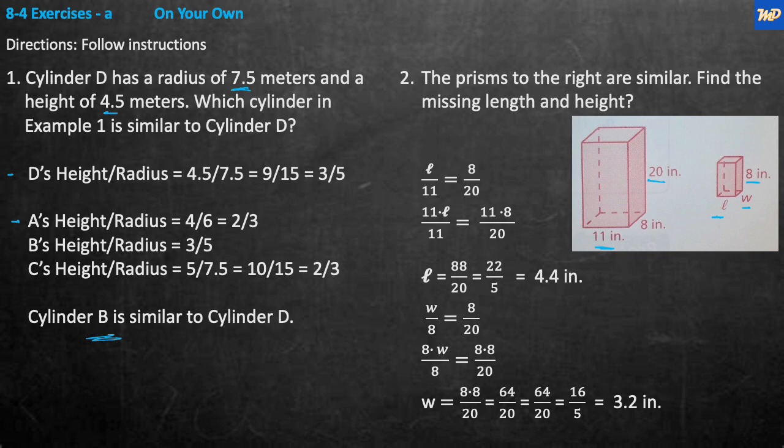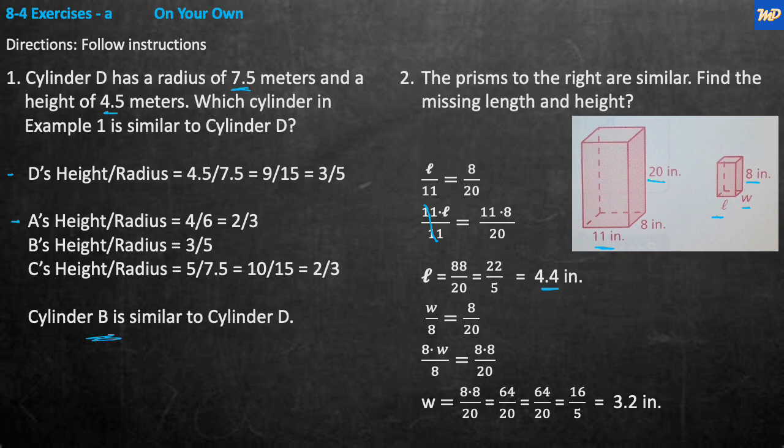And when we do that, we have to get the L by itself. We're going to multiply both sides by 11. So these 11s are going to cancel. We're going to have L is equal to 11 times 8 over 20, or 88 twentieths. 88 twentieths is 22 over 5, and 22 over 5 is equal to 4.4 inches. That's the length of L.